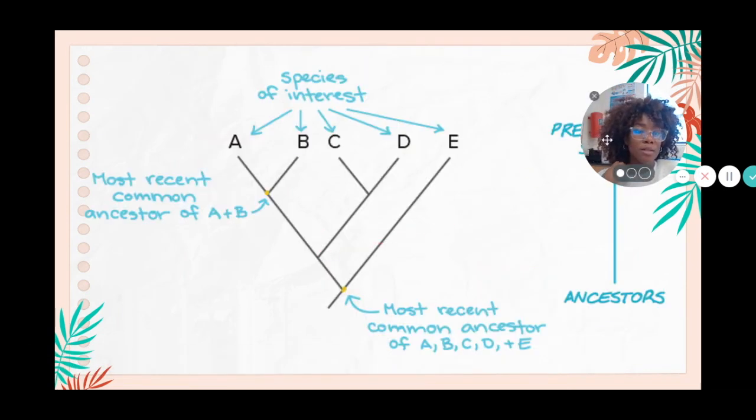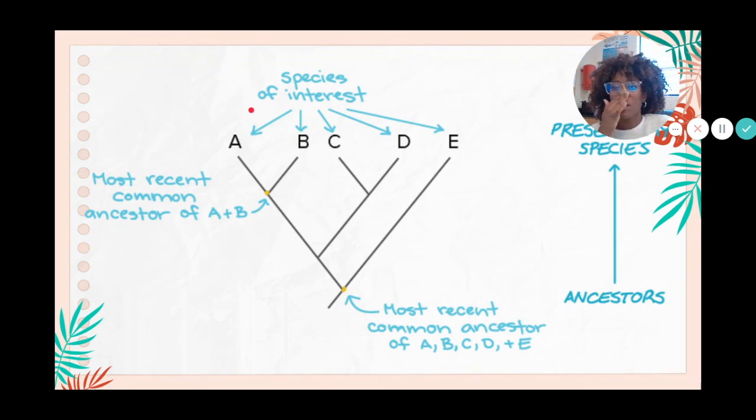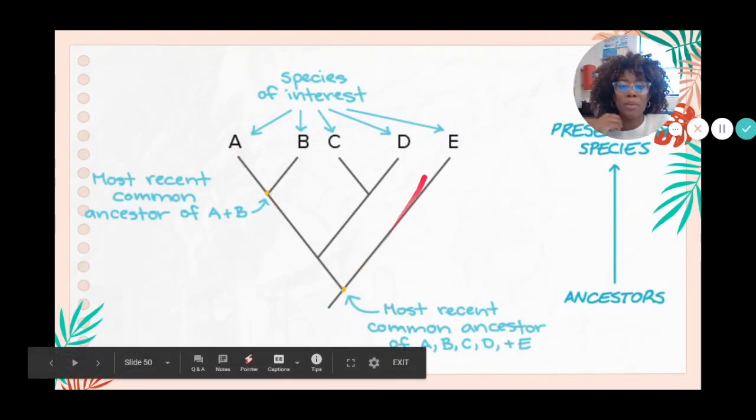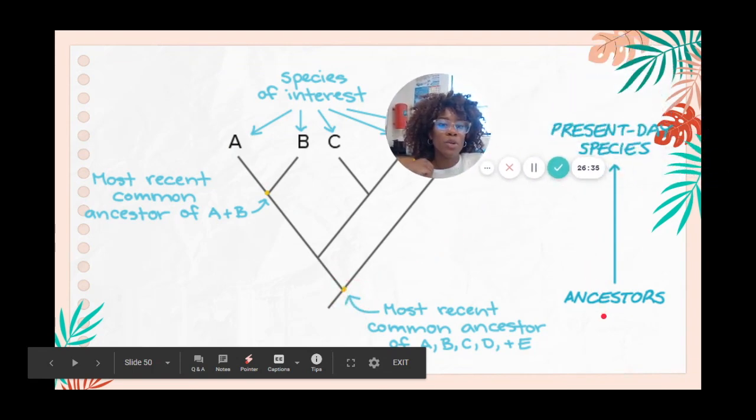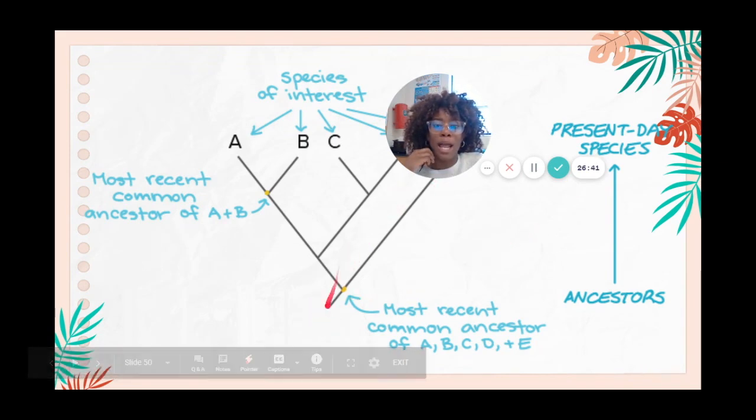So again, really drilling this point. These are the species of interest that we are looking at. We have our most recent common ancestor of A and B. We have the most recent common ancestor of A, B, C, D, and E. Okay, one thing to also remember is that we're going against time. So this is long ago, more modern day.